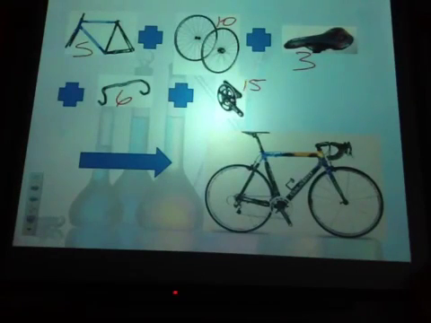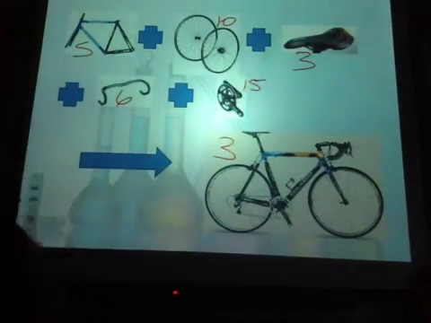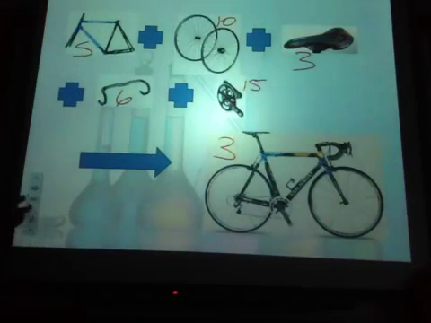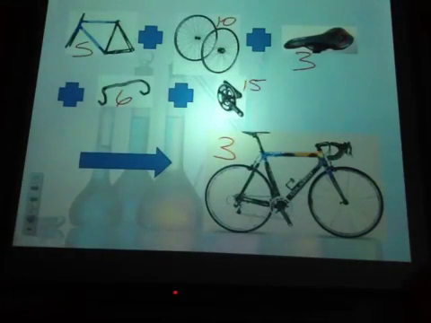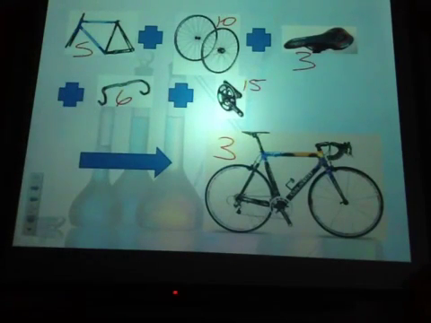3. We can make 3. So why 3? Because there's only 3 seats. Correct. So there's only 3 seats, so we can only make 3 bikes. That would be our limiting object. Okay? So this is kind of what we do in stoichiometry. So if I have 10 grams of hydrogen and 10 grams of oxygen, how much water can I make?